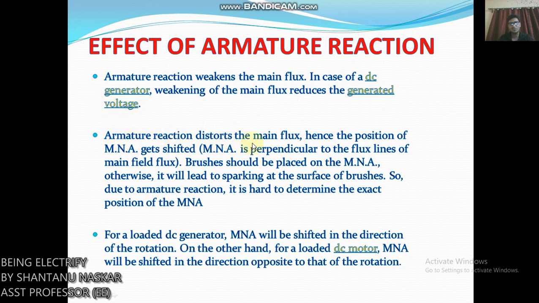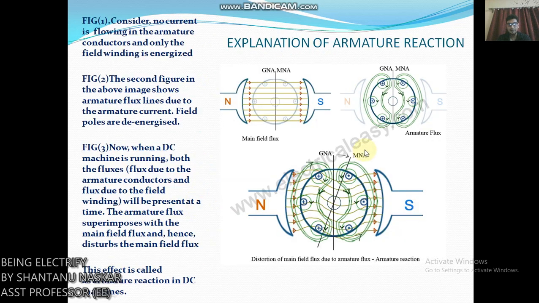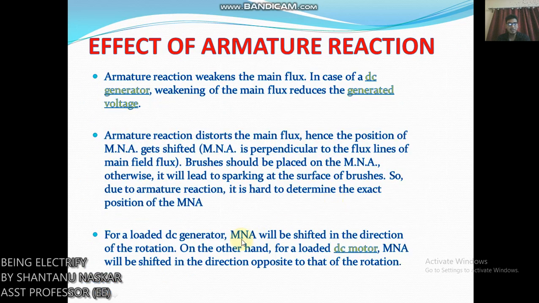Next, armature reaction distorts the main flux, hence the position of the MNA gets shifted. MNA is perpendicular to the flux lines of the main field flux. Brushes should be placed on the MNA, otherwise it will lead to sparking at the surface of the brushes. So due to armature reaction, it is hard to determine the exact position of the MNA, because the MNA is shifted.